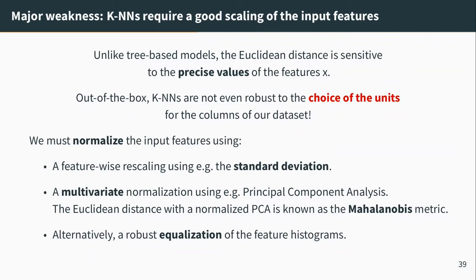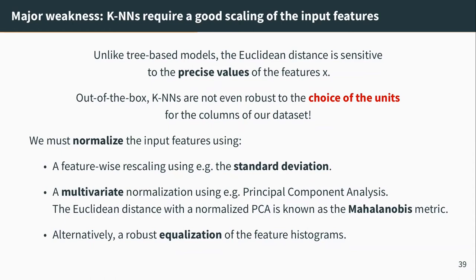Unlike those tree-based models, the Euclidean distance is very sensitive to the precise values of the feature X. And when you make your sum, you compare together different features. You put on the same axis different features. And if you want to compare apples and oranges, then immediately it starts to be a bit flaky. Out of the box, K nearest neighbors are not even robust to the choice of units for the columns of your data sets.